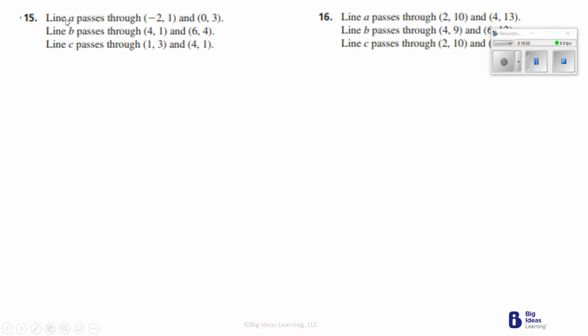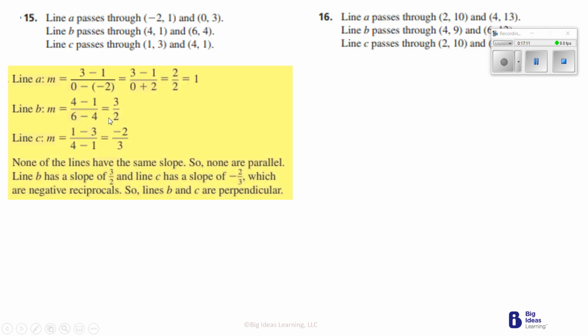Now I got number 15. Line A passes through -2 and 1 and 0 and 3. Line B passes through 4 and 1 and 6 and 4. And line C passes through 1 and 3 and 4 and 1. Again, we're just going to use our slope formula to find all these slopes, right? Line A is going to have a slope of 1. Line B is going to have a slope of 3 over 2. And line C will have a slope of -2 over 3.